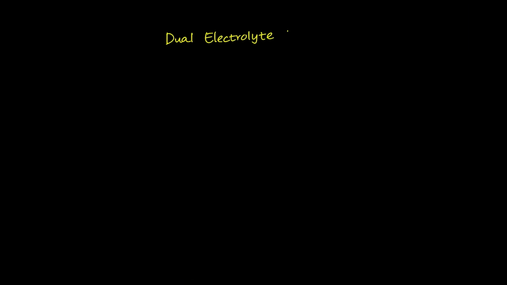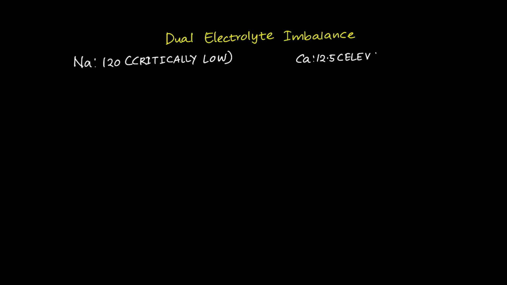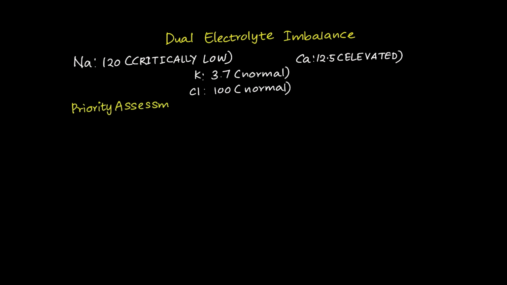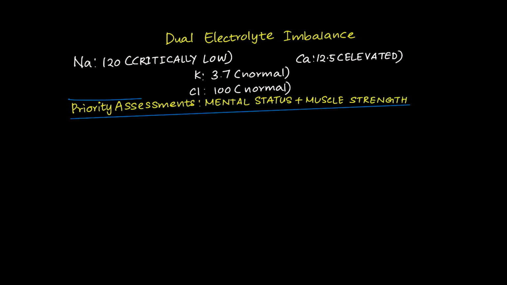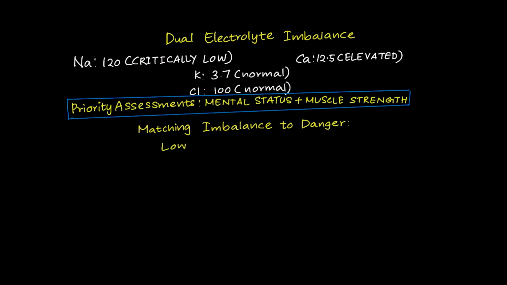Lab results show sodium at 120, critically low, and total calcium at 12.5, elevated. Potassium and chloride are fine. Two imbalances happening at once, so the nurse needs to pick assessments that cover the most dangerous complications of both. The answer is mental status and muscle strength.